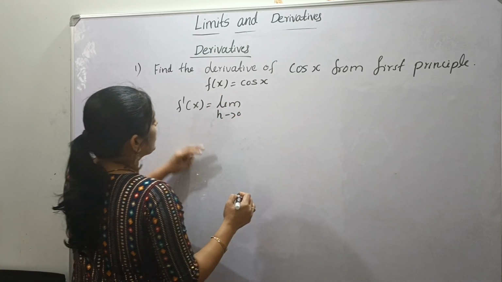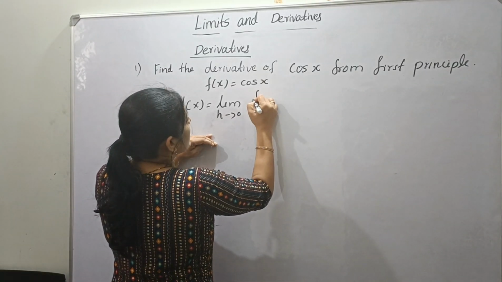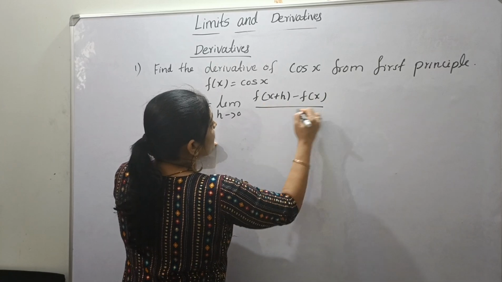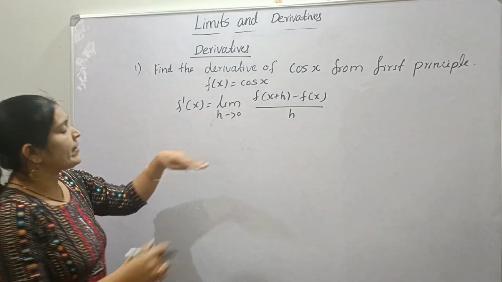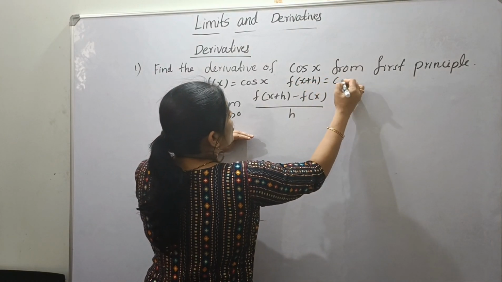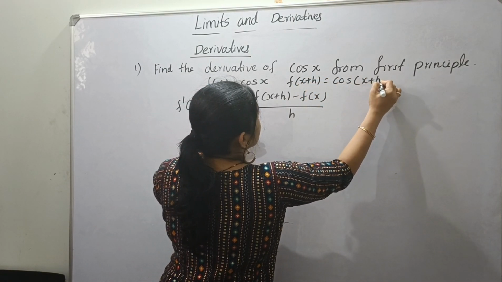It is the first principle. Limit h tends to 0, f of x plus h minus f of x, divided by h. So what is f of x plus h? f of x is cos x, so f of x plus h is cos of x plus h.